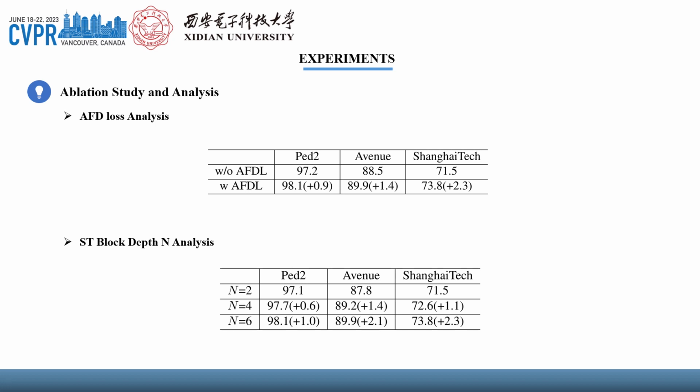This can be explained by the fact that the scenes in the PED2 dataset are fixed and the motion patterns are relatively simple, so a shallow network can meet the modeling requirements. For the Avenue and Shanghai Tech datasets, their scenes are more complex and diverse, and place higher demands on the modeling capabilities of the network.